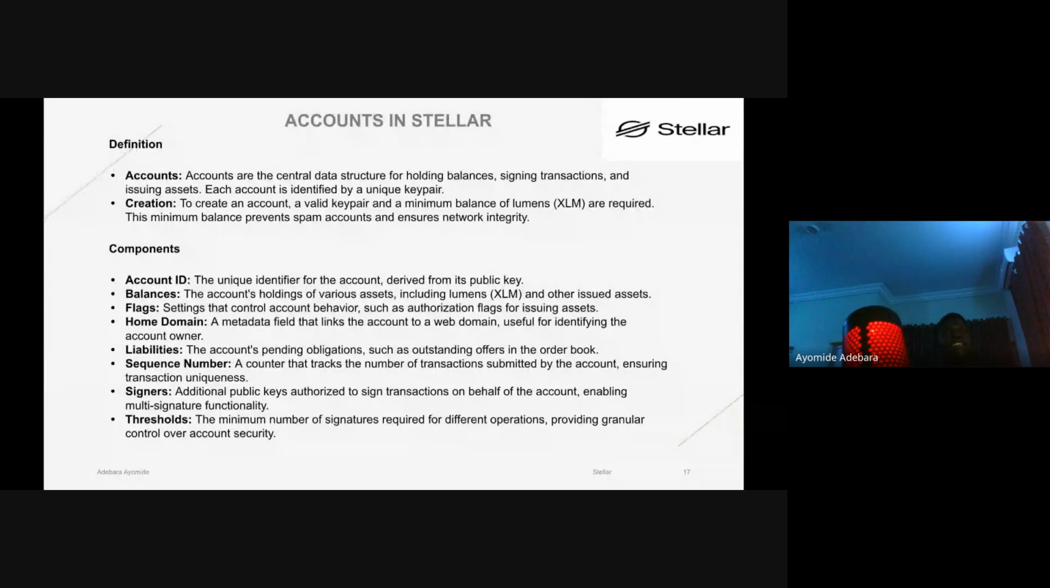So that's it. Now, moving on to signers. I've made mention, signers are literally your account. It's what you use to sign a transaction. It could be sending lumens, or interacting with an already deployed smart contract, or even deploying a smart contract. You do this using a signature, which is literally your private key. Now it says: additional public key authorized to sign transactions on behalf of the account, enabling multi-signature functionality.